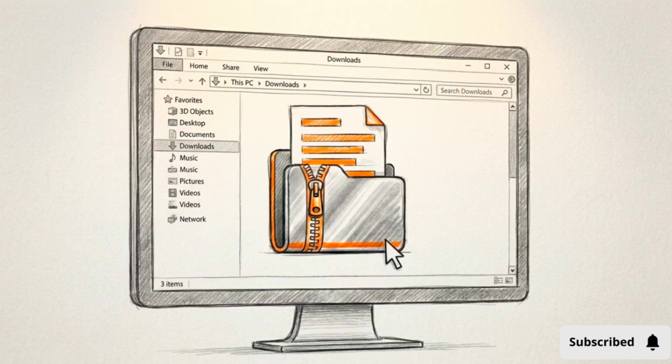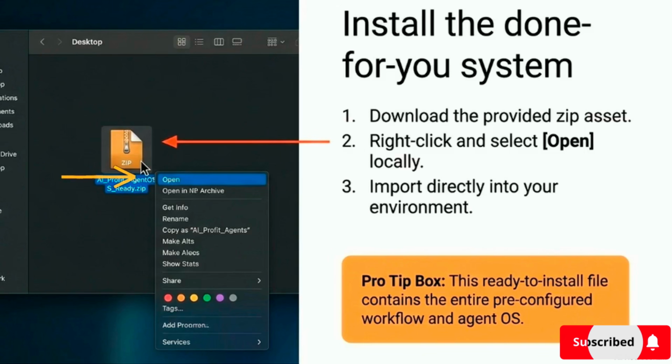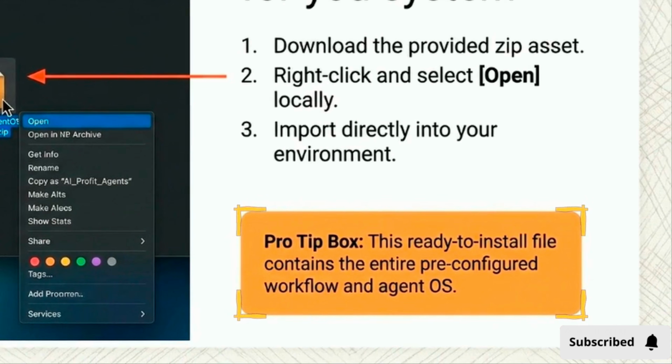Step 1 is ensuring you have the required files. Check your local downloads folder for the provided zip asset before we move forward. Right-click the downloaded file and extract it directly to your desktop. This folder contains the entire pre-configured AgentOS environment, allowing you to skip the standard command line installation completely.